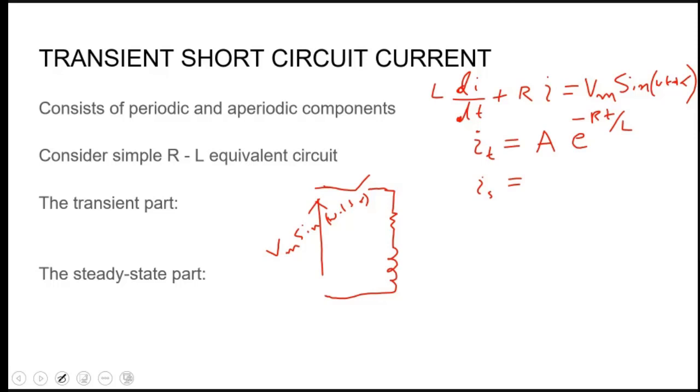So, what is the steady state portion? Now I am not clubbing. See, the nature of A is not defined now. This is the nature of the transient current.